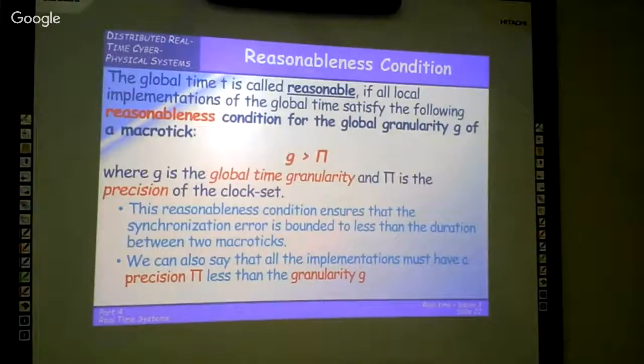We want what we call a reasonableness condition. A global time, I mean, it's not difficult to make a global time. It depends how useful it will become, okay? But in any case, it must be reasonable. By reasonable, here we intend that all local implementations of the global time, so all the local clocks which are participating in this abstraction, have to satisfy the following condition, which relates the global granularity g of the macro tick and the precision P of the clocks.